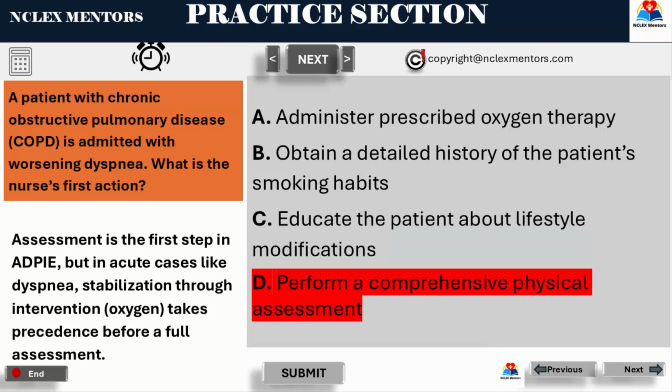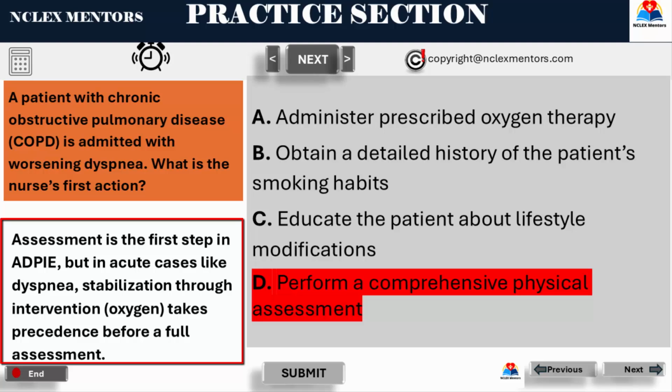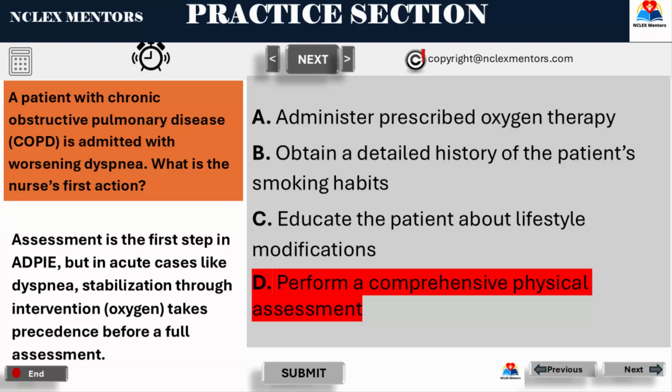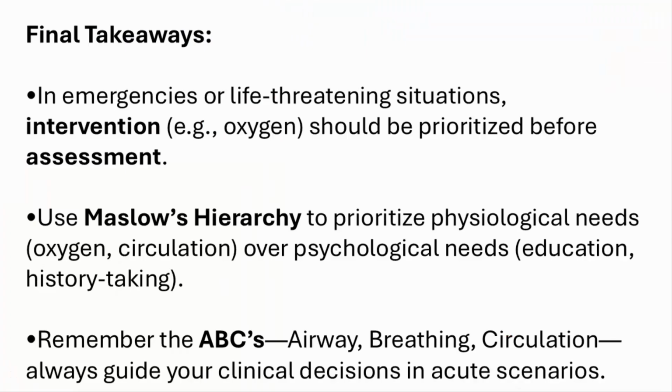Option D, perform a comprehensive physical assessment. Although assessment is the first step in the ADPIE process, in this case, the patient is in acute respiratory distress. The priority is to stabilize the patient's oxygenation first. Once the patient is stabilized with oxygen therapy, then a comprehensive assessment can follow. You need to ensure oxygenation is adequate before diving into further assessments.